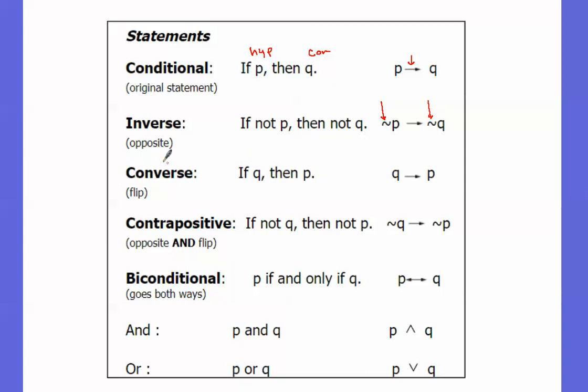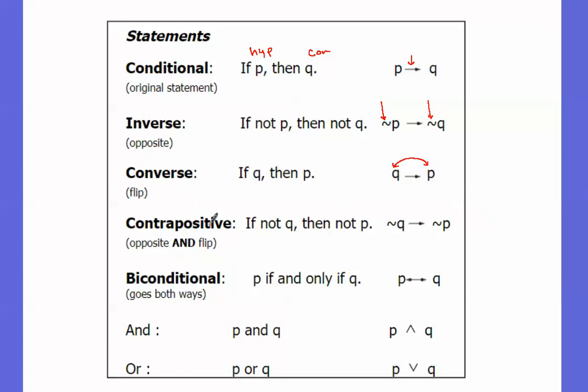The converse statement would reverse the letters. So if Q, then P. Notice that the letters have been reversed from the original, or the conditional statement. The statement is kind of flipped.